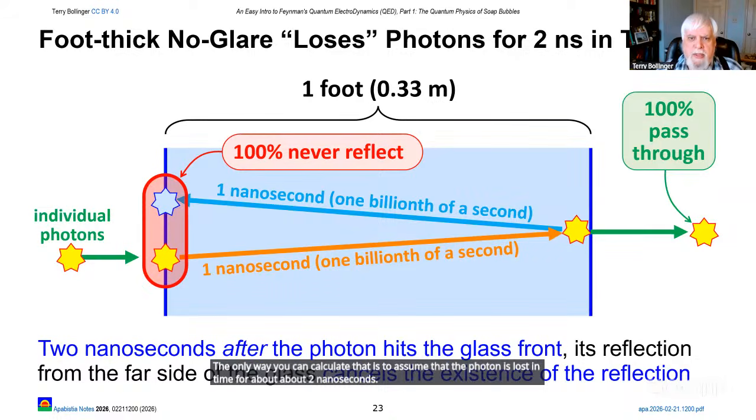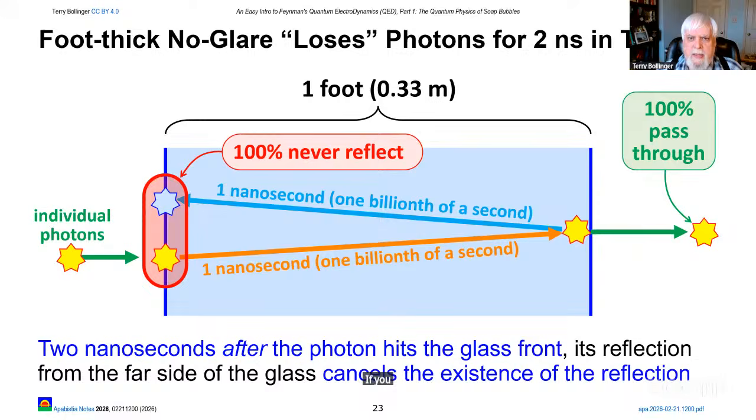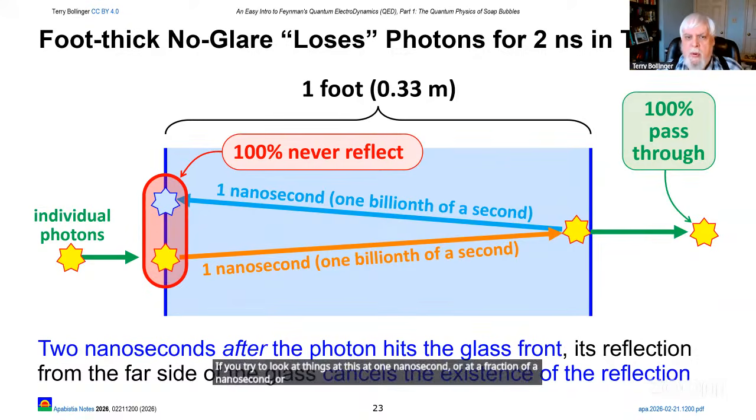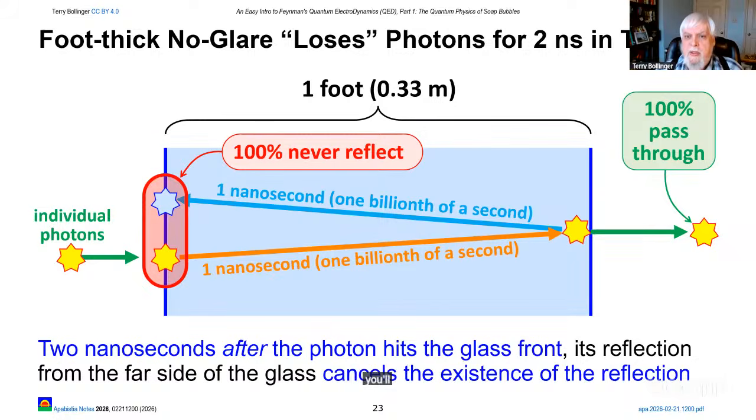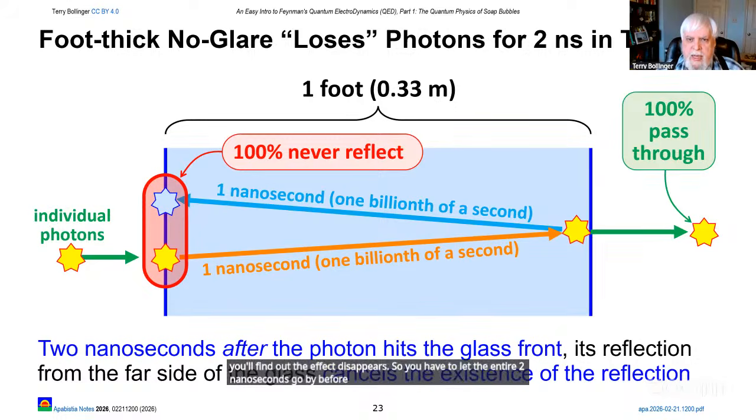What do I mean by lost in time? You can't have the non-reflection effect until that 2 nanoseconds is up. If you try to look at things at 1 nanosecond or at a fraction of a nanosecond or some earlier time, if you have a particle that you could, photons are hard to detect, but if you had something like an electron doing the same thing, which you can, and you said, no, I'm gonna cheat. I'm gonna look early and say, where's it at? You'll find out the effect disappears. So you have to let the entire 2 nanoseconds go by before you get the interference effect.